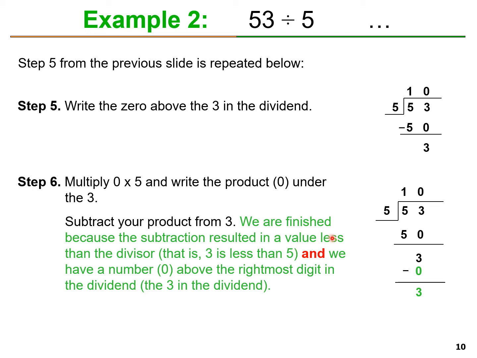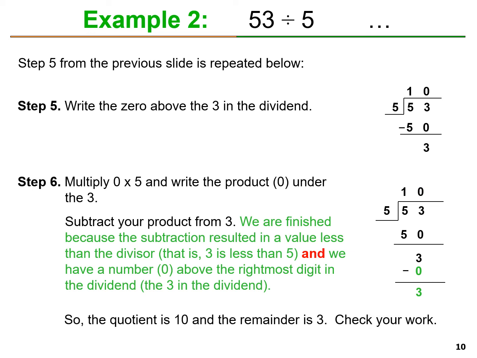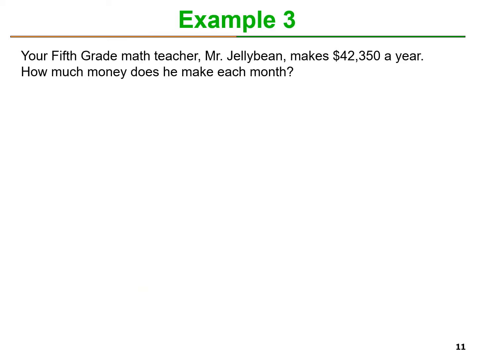And we have a digit above the rightmost digit in the dividend. 3 is the rightmost digit in the dividend. 0 is above the 3, so we're finished. So the quotient is 10 and the remainder is 3. Check your work. Your 5th grade math, okay, in the previous example, to check your work, you multiply the divisor times the quotient and you add the remainder, and that should equal the dividend.